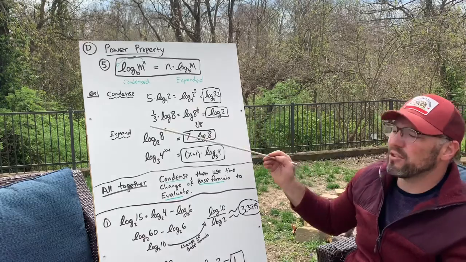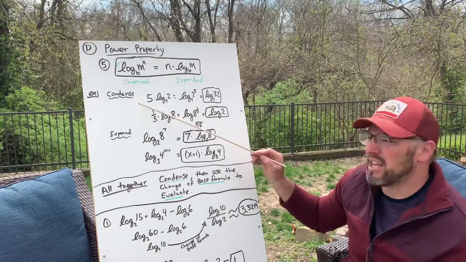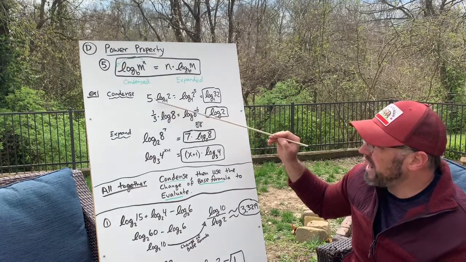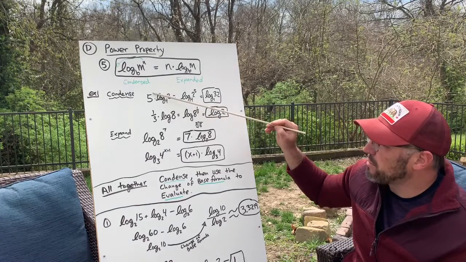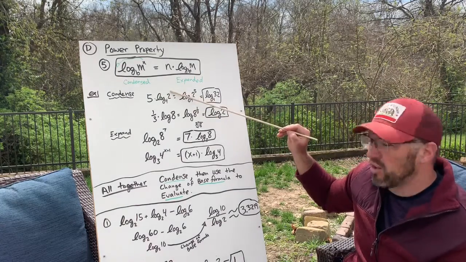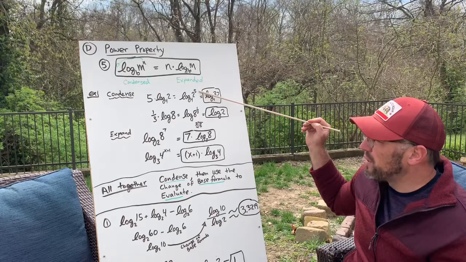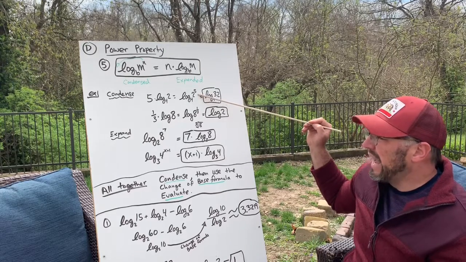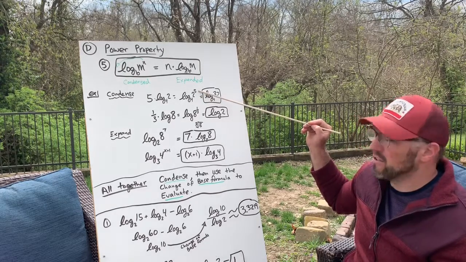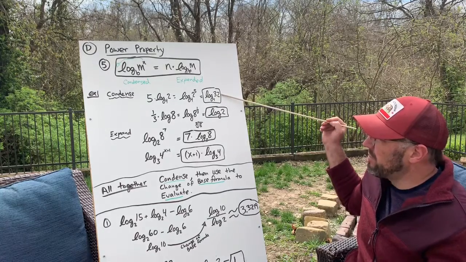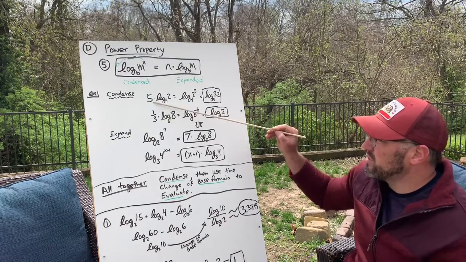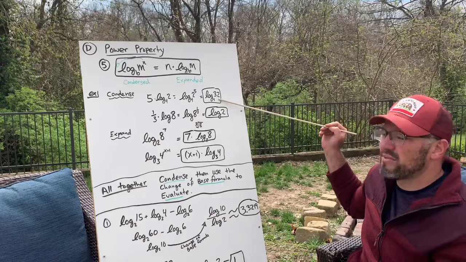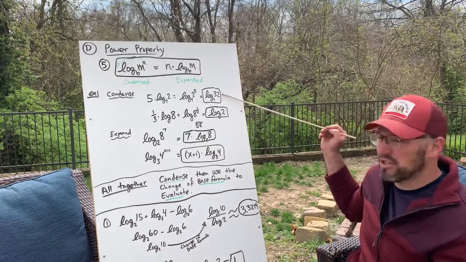Here, let me give you some examples. First, condensing. Well, condensing means 5 times log base 4 of 2 means to bring the 5 into the log, it becomes an exponent on the input, and 2 to the 5th power is 32. So then this is log base 4 of 32. This is the condensed version.